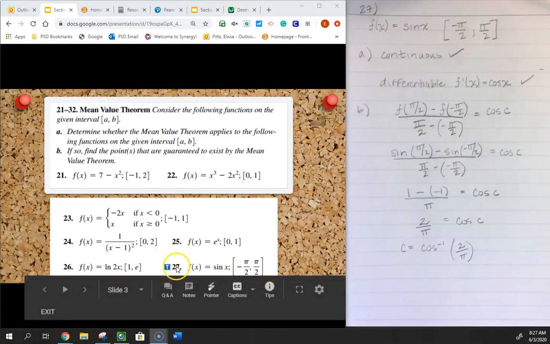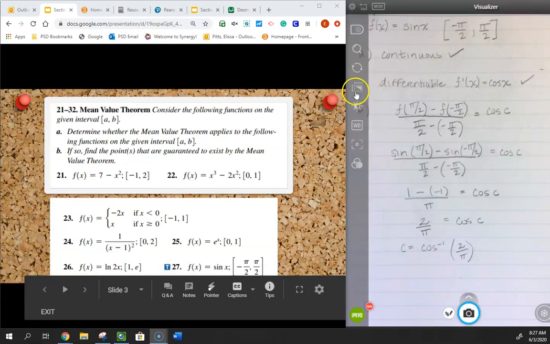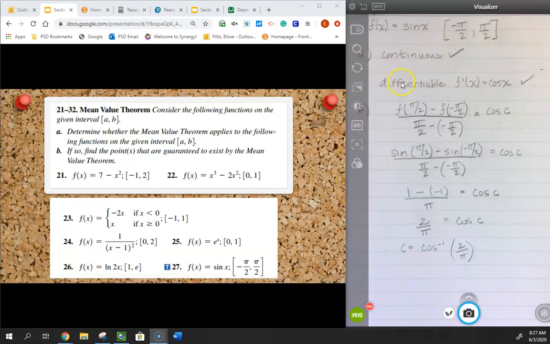Let's look at problem 27. F of x equals sine x on the interval from negative pi over 2 to pi over 2. So we need to check, is it continuous and is it differentiable? Sine of x is continuous. There's no holes or asymptotes or anything weird happening in here. And it is differentiable. If I take the derivative of this, I get f prime of x equals cosine of x, and that also works on this interval.